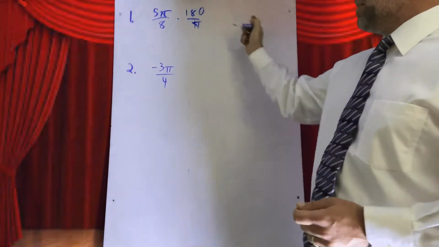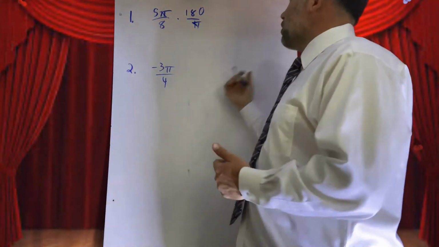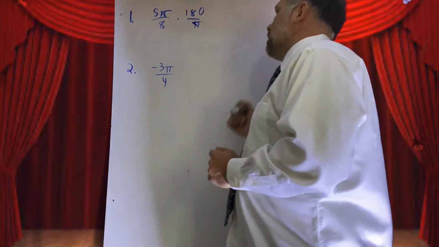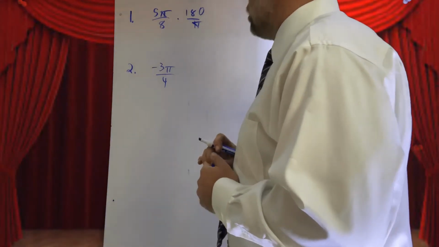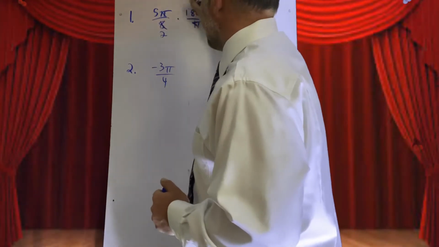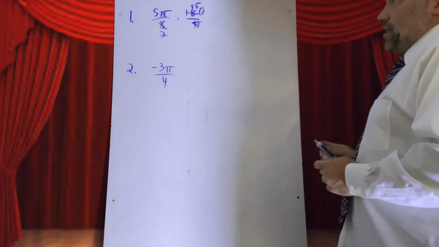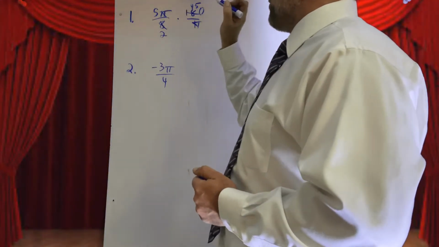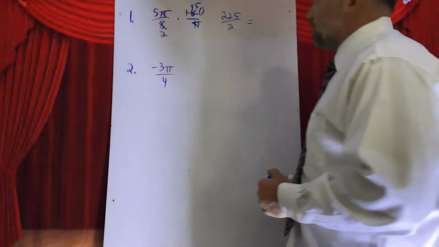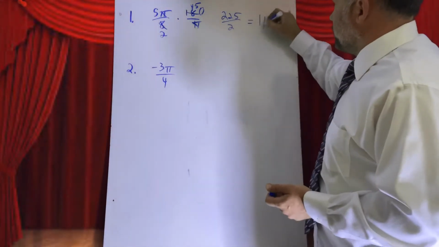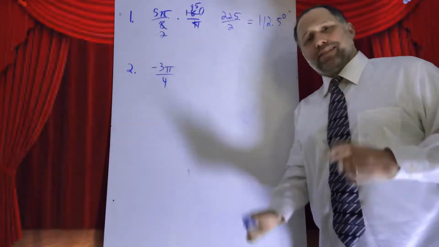Looking to see if we can do any reducing here. Will 8 go into 180 evenly? No, it doesn't. But you can at least knock them down by 4. 4 goes into 8 twice. It goes into 180 45 times. And then 45 times 5 is going to be 225 over 2, which came out to 112.5 degrees, which I think most of you selected on your quiz.